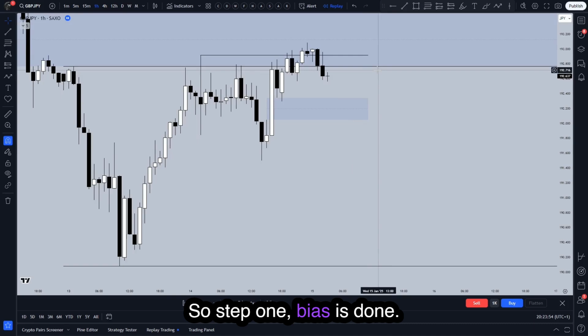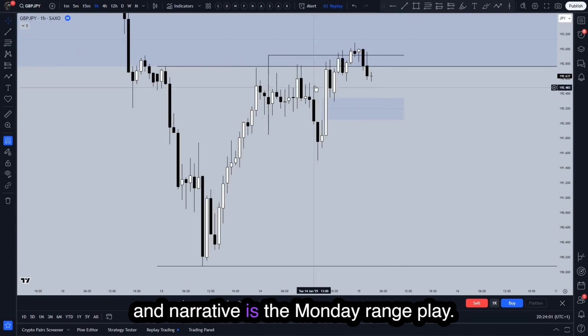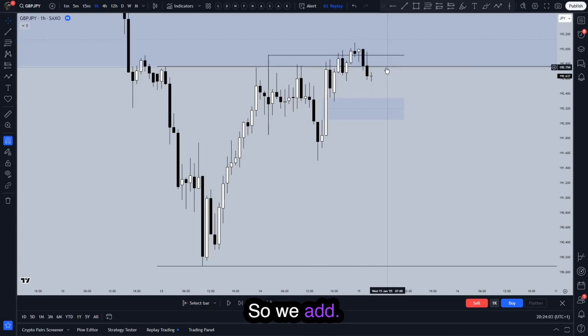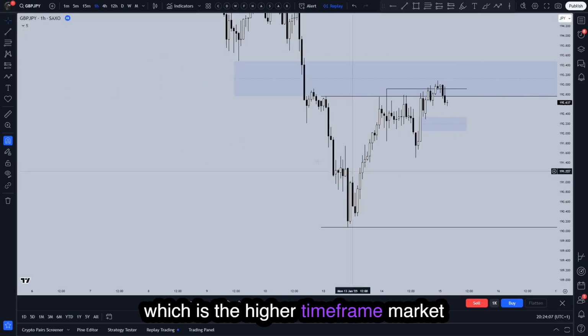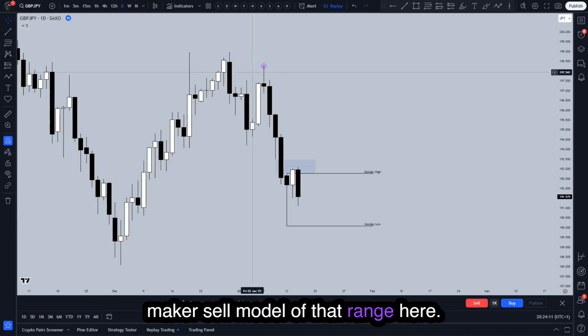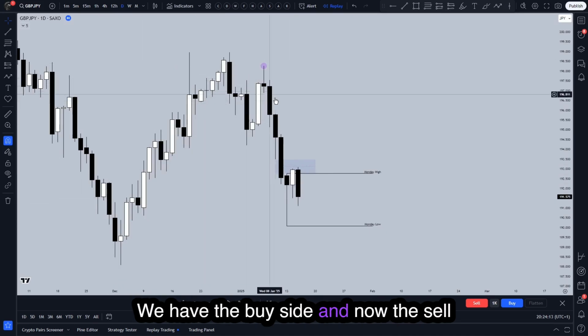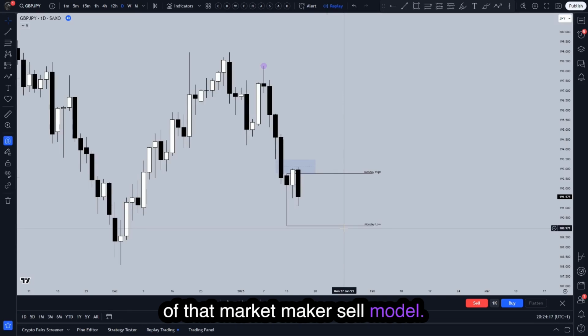So step 1, bias is done. We have daily bearish order flow. We're trading into a bearish key level, and the narrative is the Monday range play, right? So we add from the price-based narrative, which is the higher time frame market maker sell model of that range here. We have the buy side and now the sell side. So we want to see continuation of that market maker sell model.